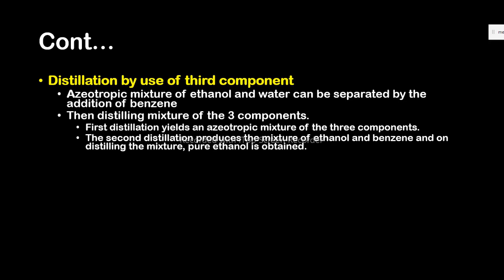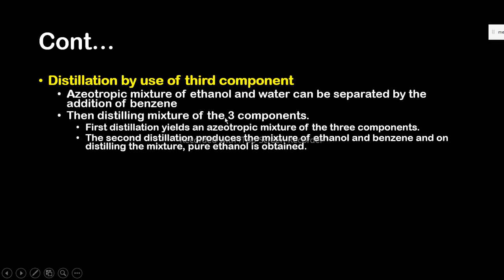Okay? So that you get the ethanol and together the other component that you've added, which is benzene, into the vapor, and then you condense, and water remains as a residue, because it has relatively high boiling point. So the azeotropic mixture of ethanol and water can be separated by addition of benzene, which is a third component.